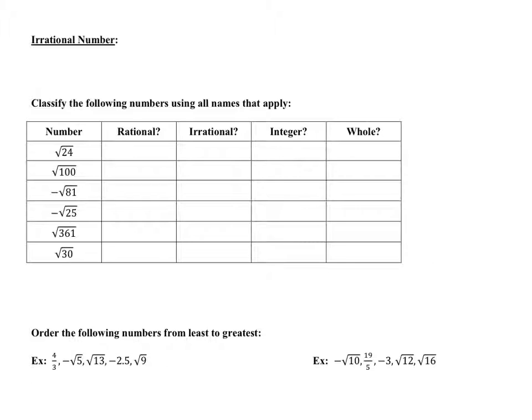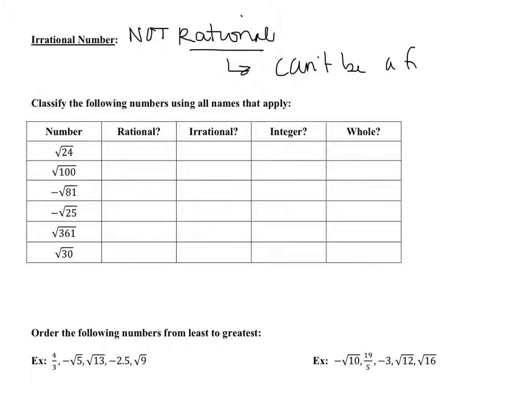An irrational number starts with the prefix IR, which means not. So literally, this word would mean not rational, which means we need to know what a rational number is. And a rational number, we know, means that it can be written as a fraction. So therefore, irrational kind of means it can't be a fraction. Now there's a whole bunch of numbers we already know that can be fractions, like whole numbers and integers can be fractions just by putting them over 1.